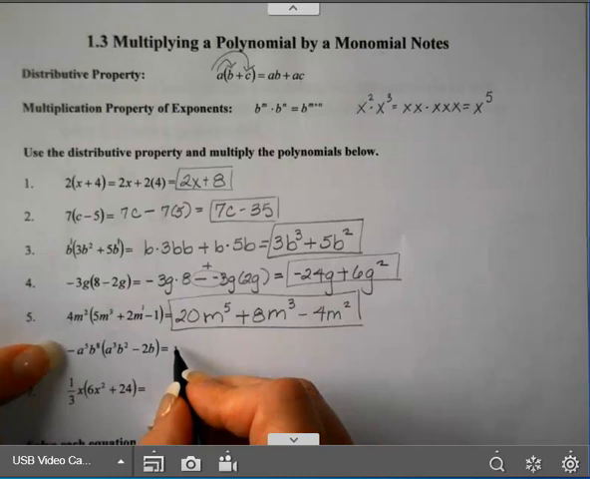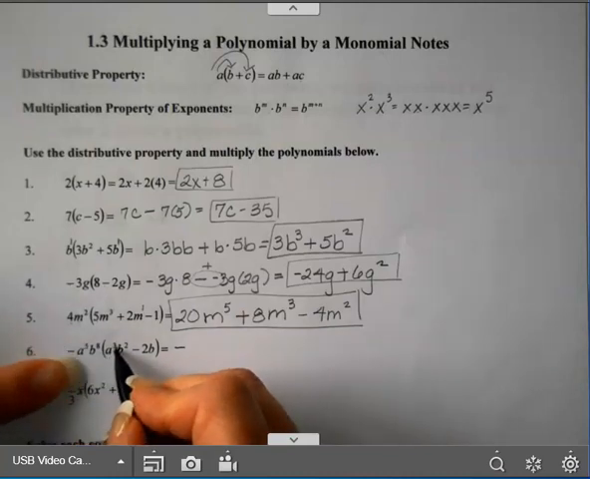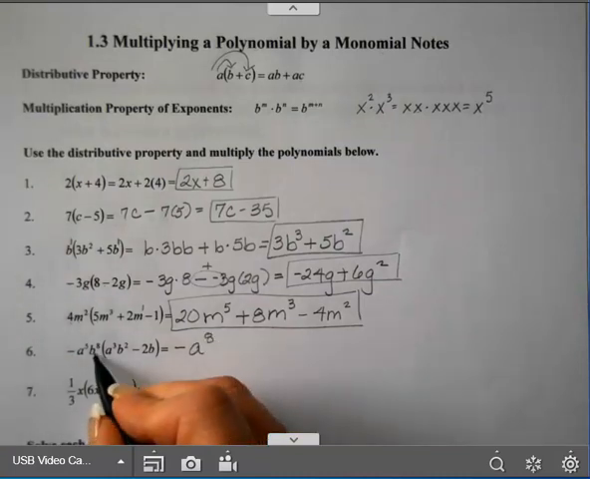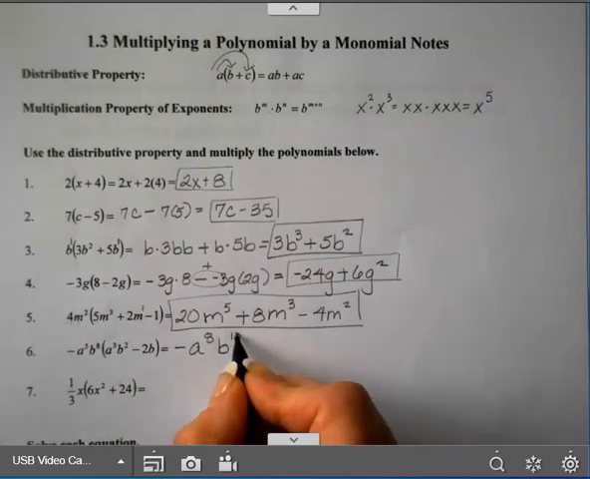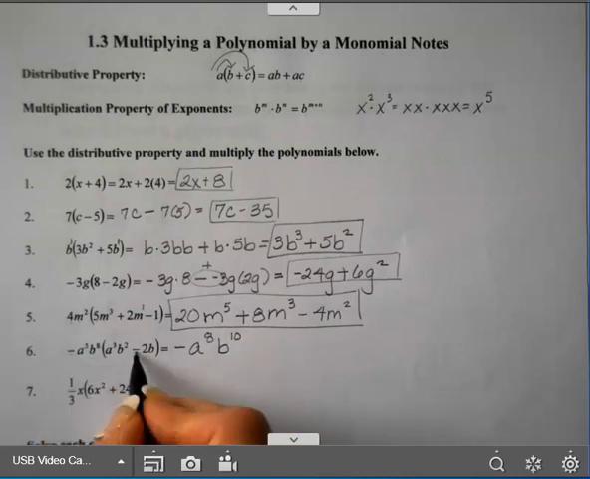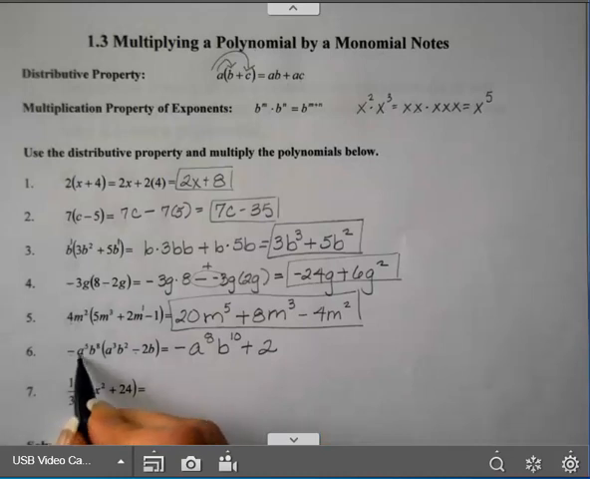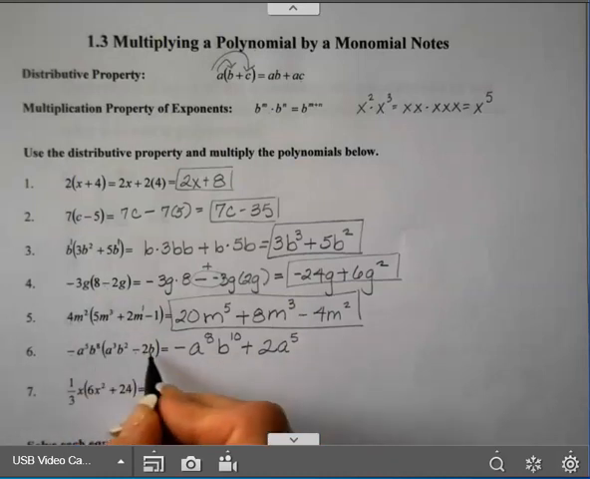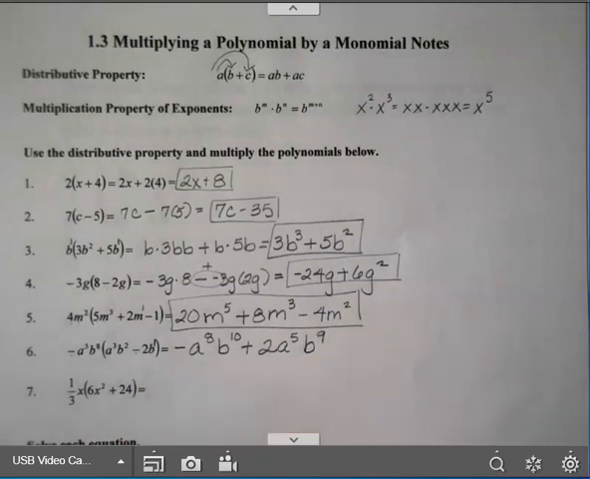On the next one, I have a negative on the outside, so negative 1. I'm just going to write a negative. A to the 5th and a cubed, when I multiply those together, that's going to give me a to the 8th. B to the 8th times b squared, add 8 plus 2 and you get 10. Then I have a negative times a negative, which is going to be a plus 2. I have a to the 5th here. B to the 8th times b to the 1st, I have a total of 9 b's multiplied together. You add those exponents.